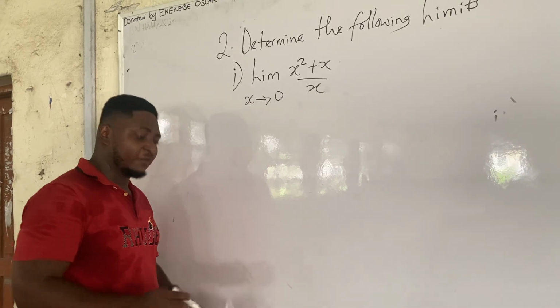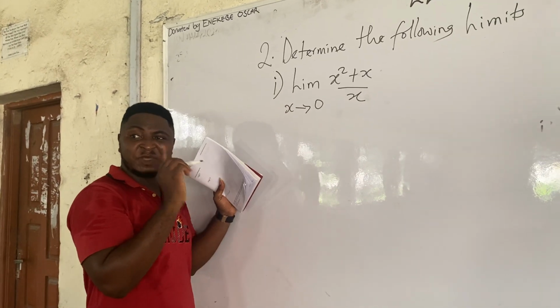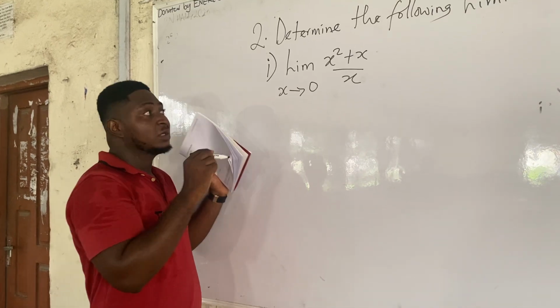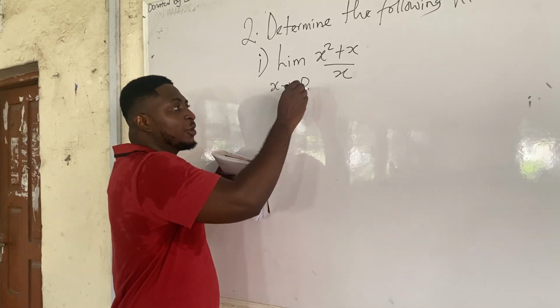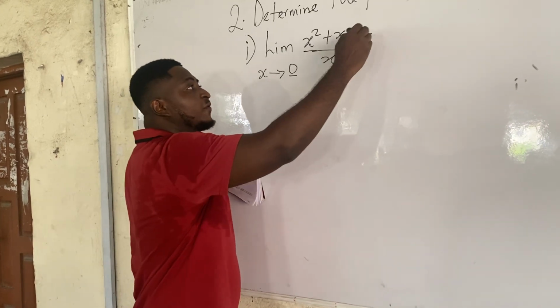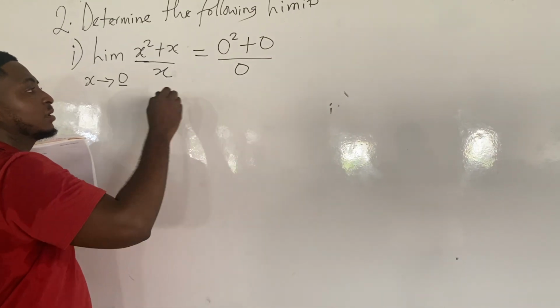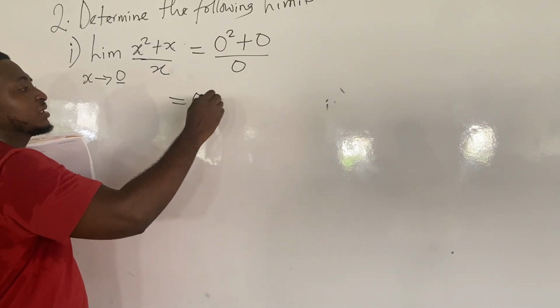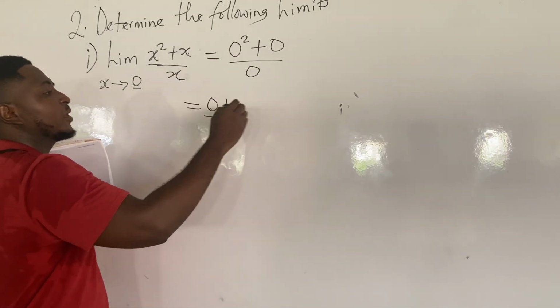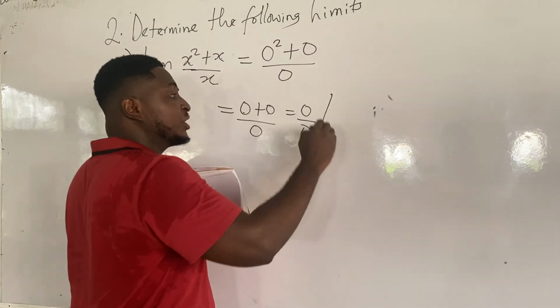Remember I told you when solving limits, always try to solve by substitution first. Substitution means you take your limit point 0 and anywhere you see x, replace with 0. This gives 0 squared plus 0 all over 0. 0 squared is 0, plus 0 is 0. 0 divided by 0 tells you that the function is indeterminate.